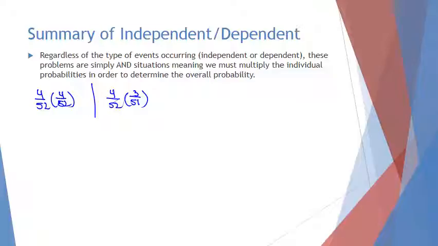Now, just like the OR situations, there's a formula for the AND situations. They look really the same, but for independent, the probability of A and B occurring would be the probability of A multiplied by the probability of B.